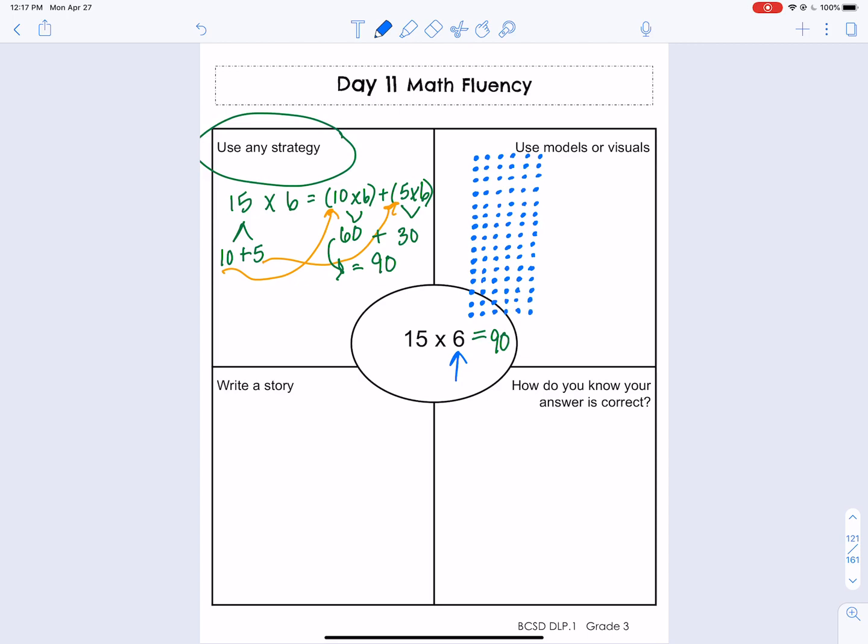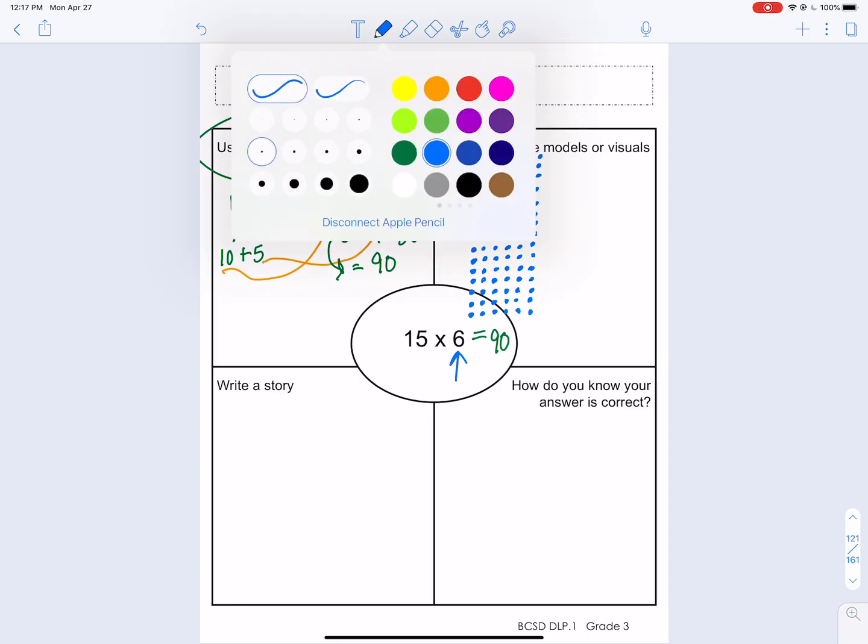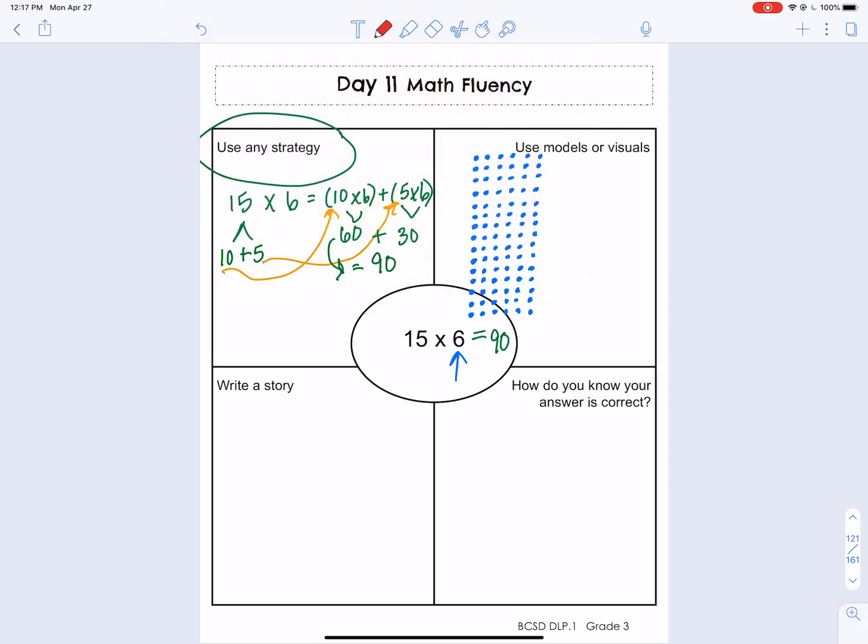Okay, so let's just double check and make sure that we have enough here. So I've got 1, 2, 3, 4, 5, 6 columns. And 1, 2, 3, 4, 5, 6, 7, 8, 9, 10, 11, 12, 13, 14, 15 rows. So that is a 15 times 6 array.